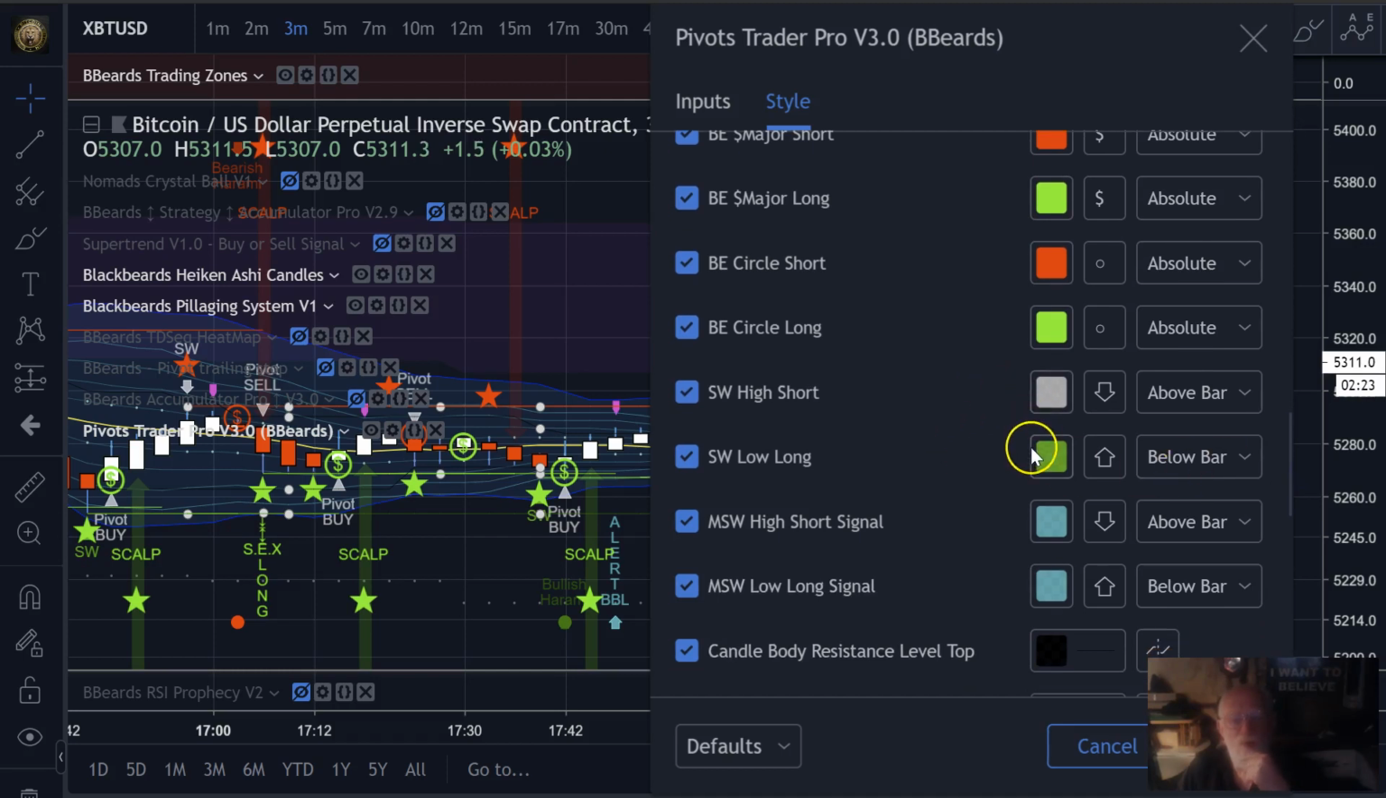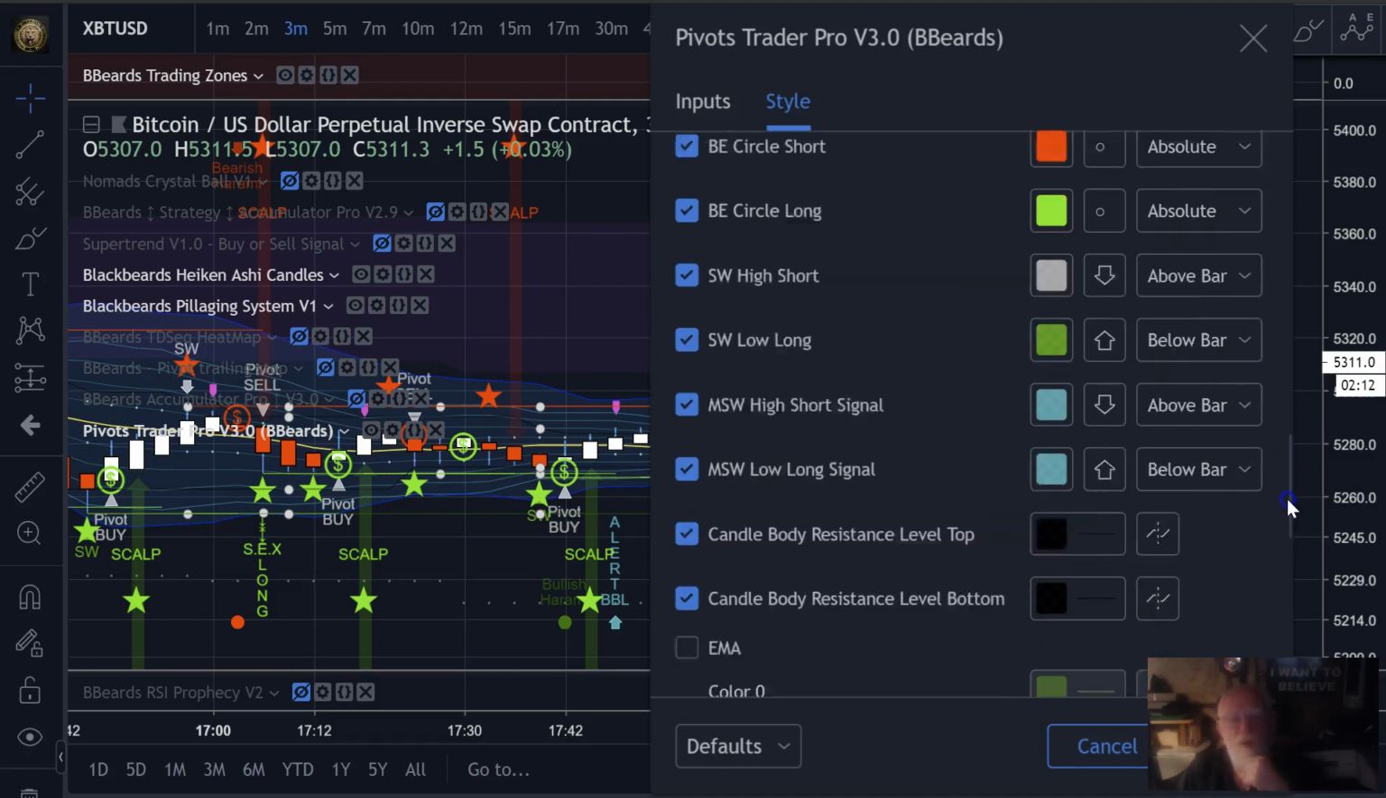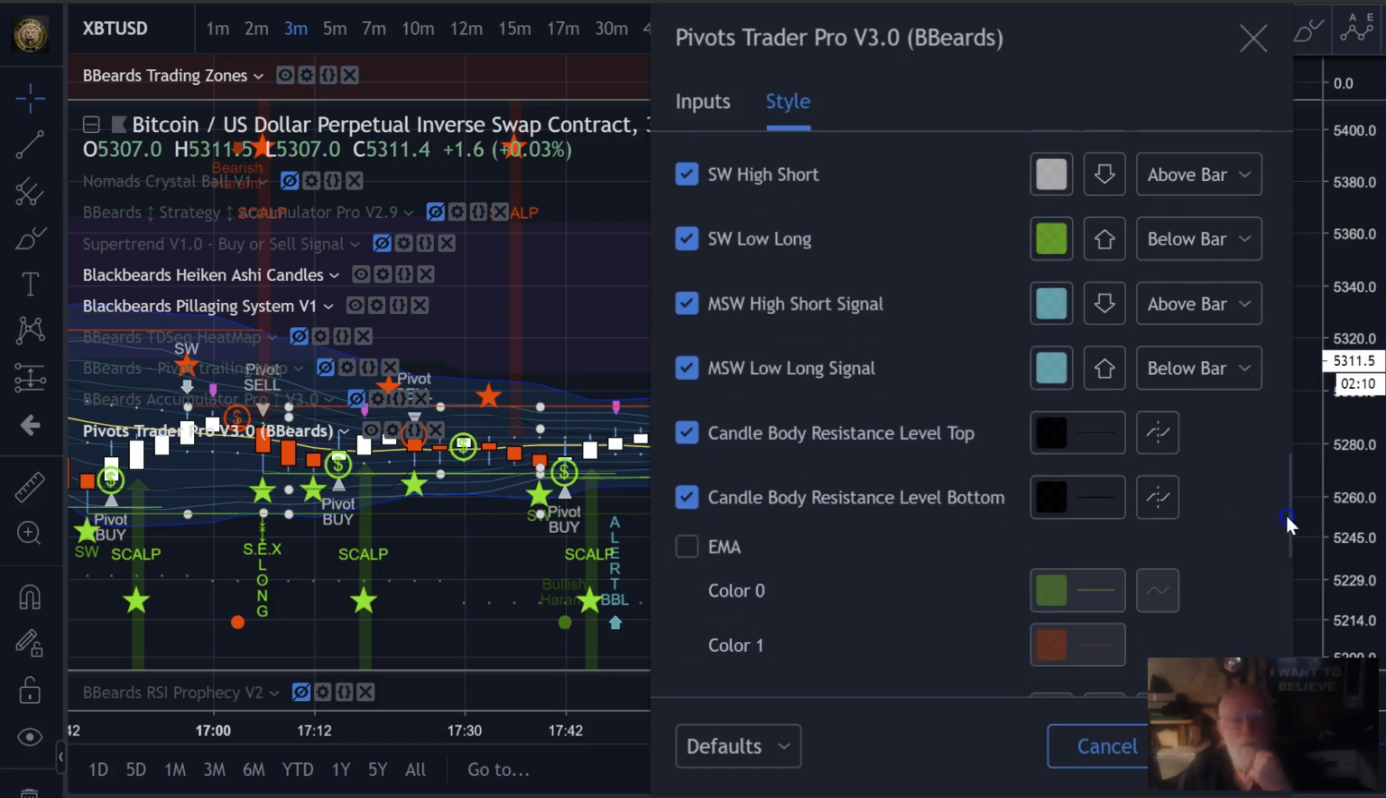These are your swings. I have the M swing turned off. I don't have it on because I don't use it. And then this is candle body. You can turn them off.